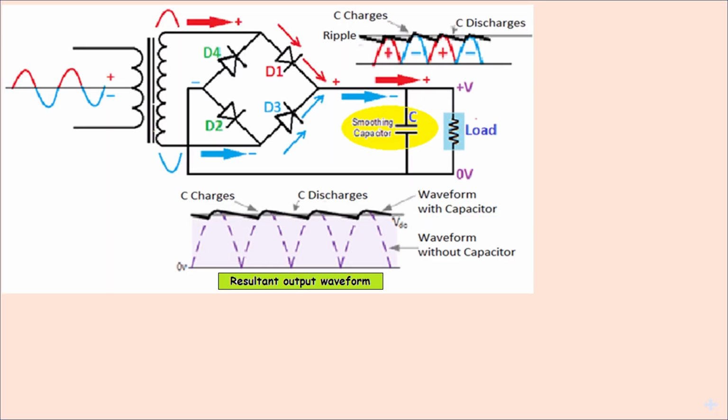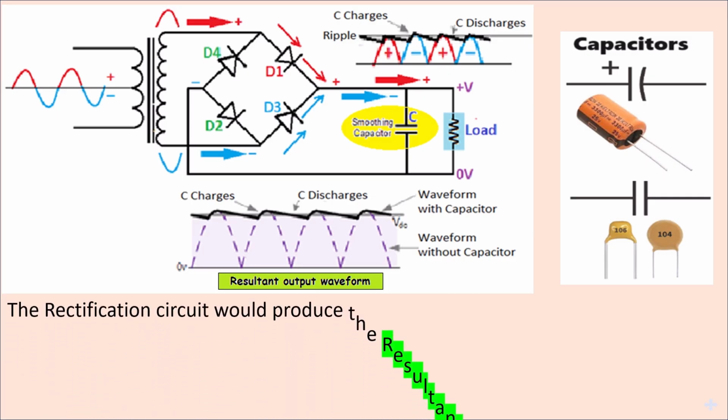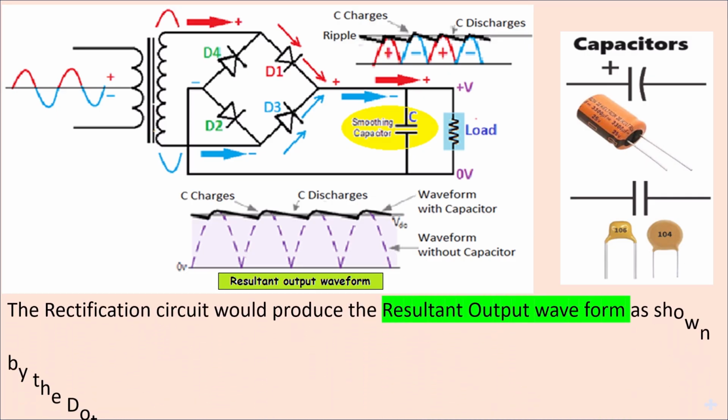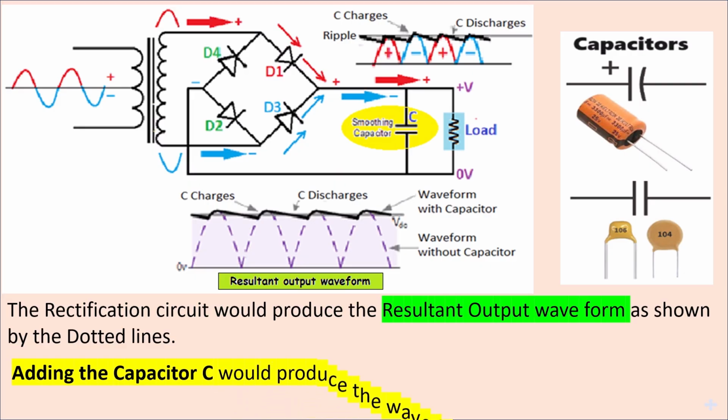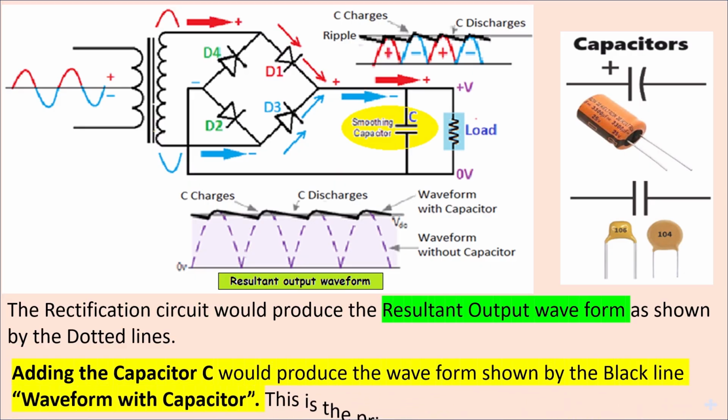Here we have a resultant wave output form on a charging circuit. This is like a battery charger. The rectification circuit would produce the resultant output waveform as shown by the dotted lines. So if you look at the dotted lines in the drawing, that's what the rectification would normally produce. Adding a capacitor would produce the waveform shown by the black line, the waveform with capacitor. This is the principle for a battery charger. See how much straighter that black line is compared to the up and down one.